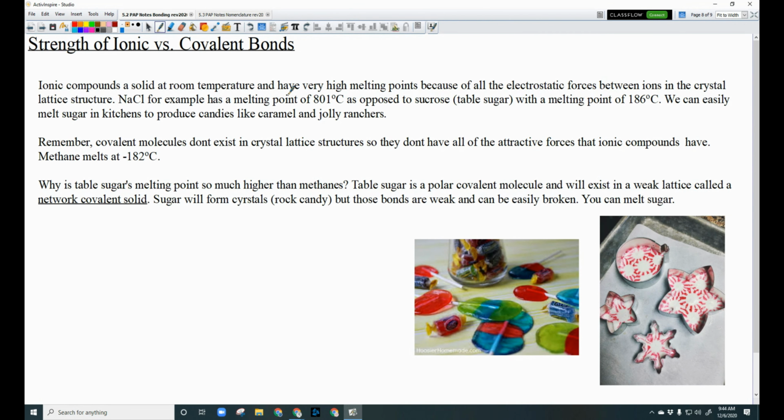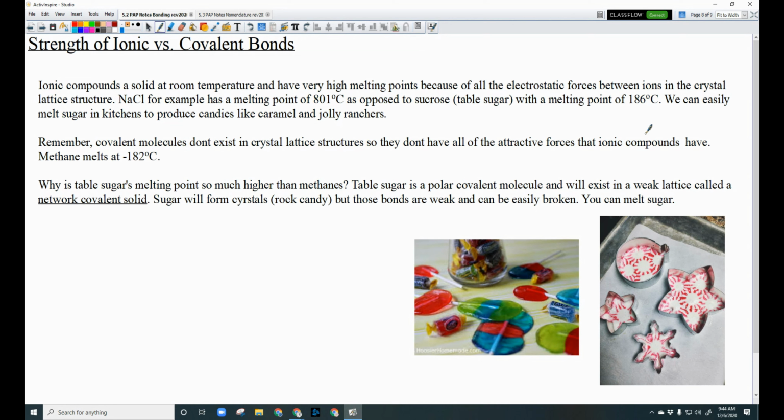So take, for example, sodium chloride. It has a melting point of 801 degrees Celsius, as opposed to sucrose, table sugar, which is a covalent molecule that has a melting point of 186 degrees Celsius. So you can easily melt sugar in kitchens to produce candies like caramel and Jolly Ranchers.